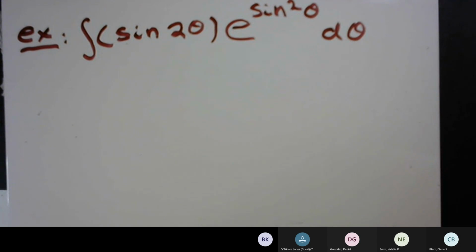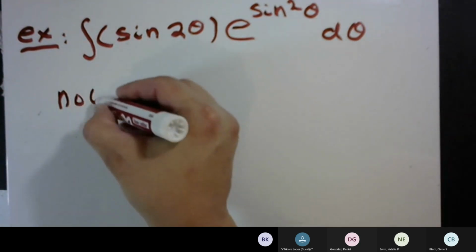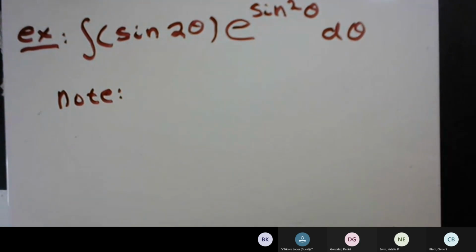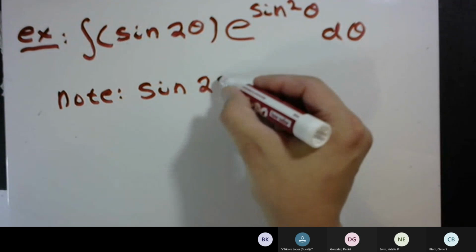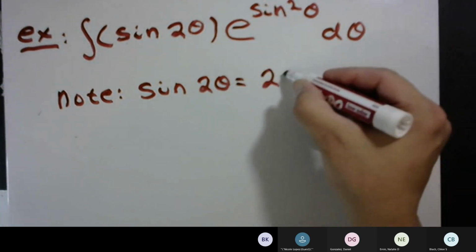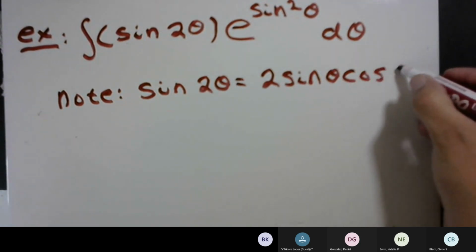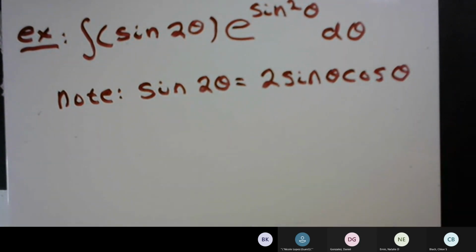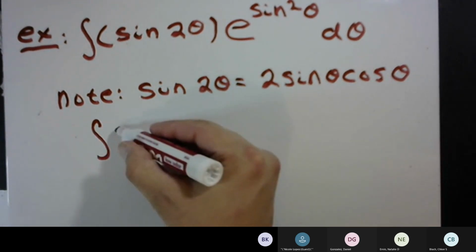Well, one thing we can do, we could make the following note. We're going to use some trig substitution here. The sine of 2 theta is 2 sine theta cosine theta. So that's going to give us this integral.